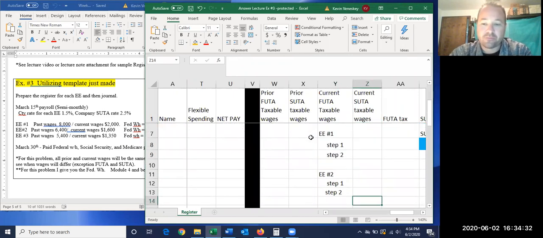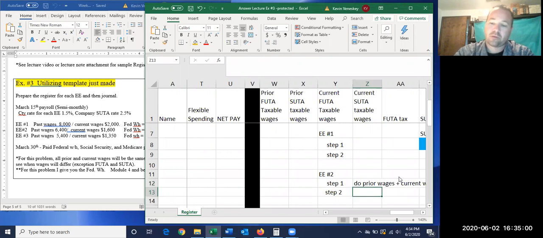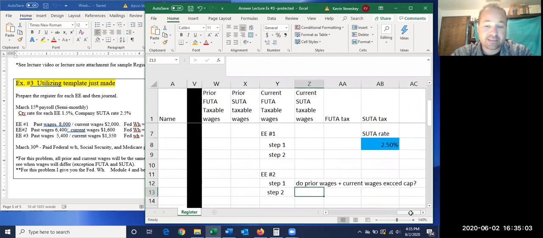Step 1, it's either yes or no. Let's go back to what the two steps mean. I'll go ahead and type it out here. Step 1, do prior wages plus current wages exceed the cap? And the answer is yes. So I'm going to answer yes, thus go to step 2.